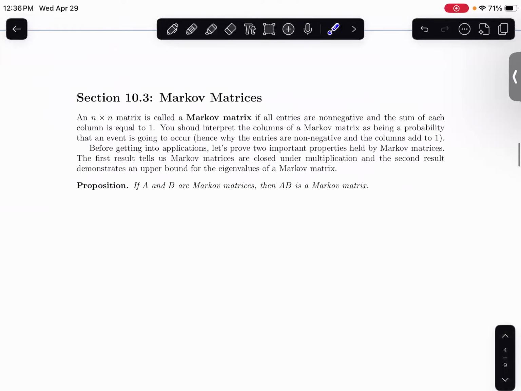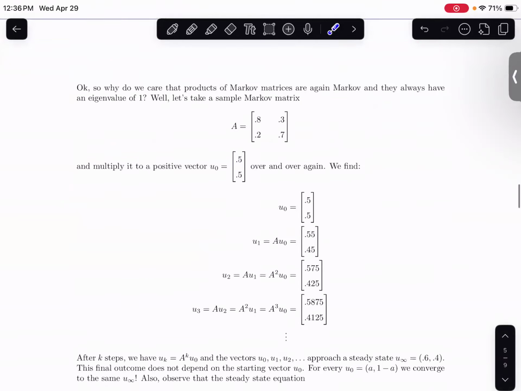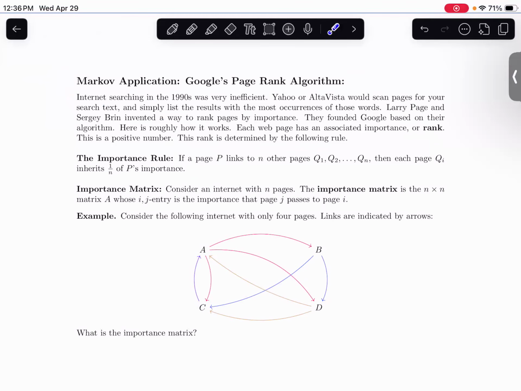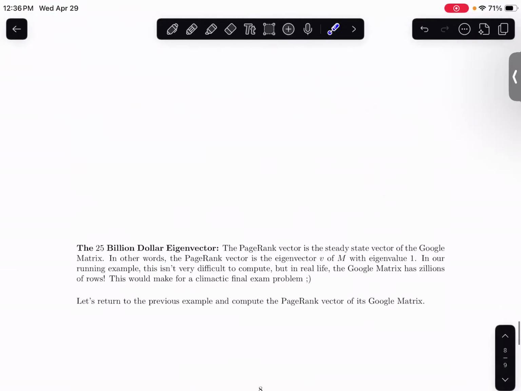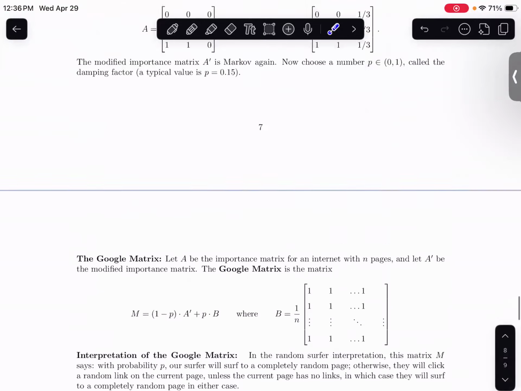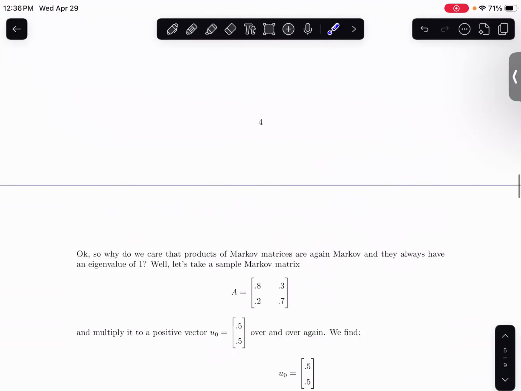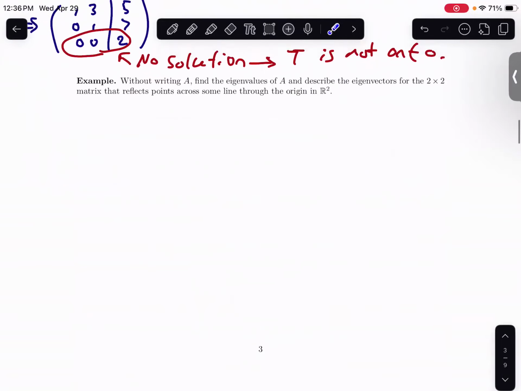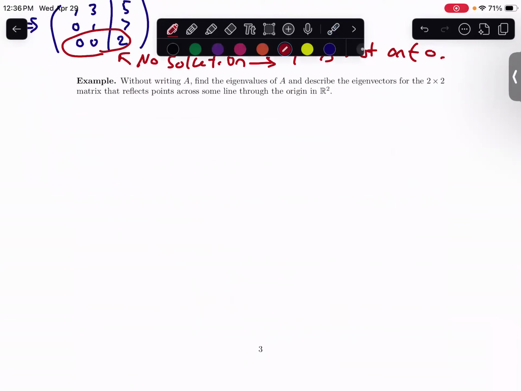Because I do want to go through Markov matrices, and eventually I wanted to go into an application. I kind of wish I interspersed more applications throughout the semester, but there's something called the $25 billion eigenvector I want to talk about. So I do want to skip the quiz that we usually would have on Friday, so that way I can talk about that. So I think I should have enough time to go through this.